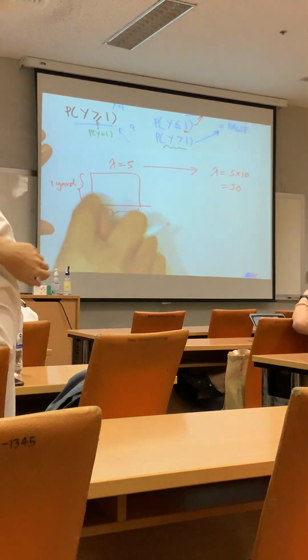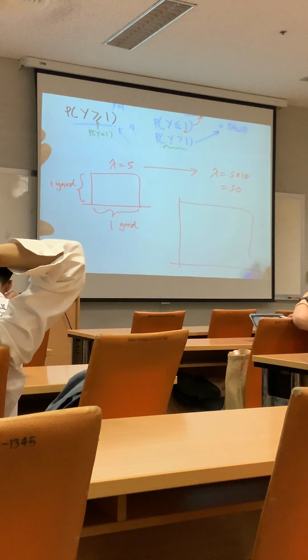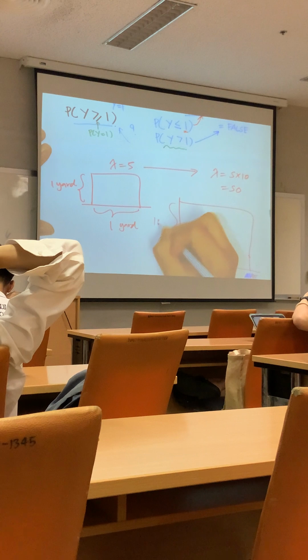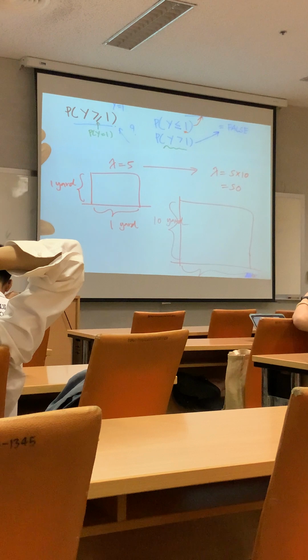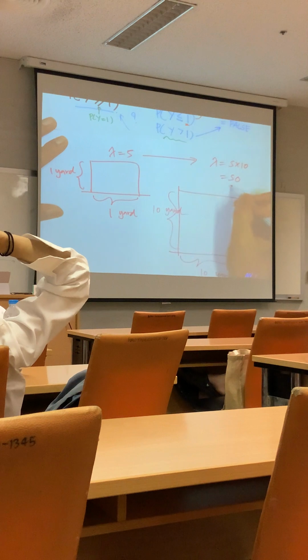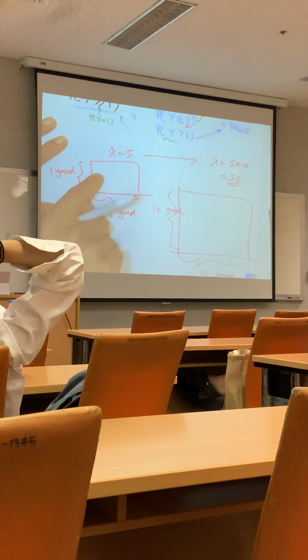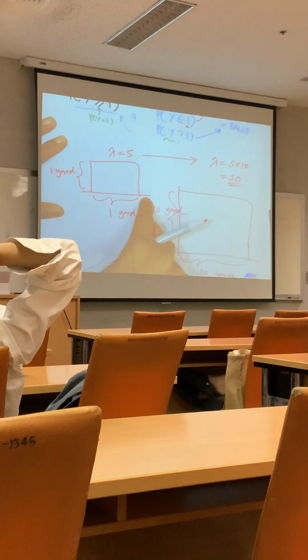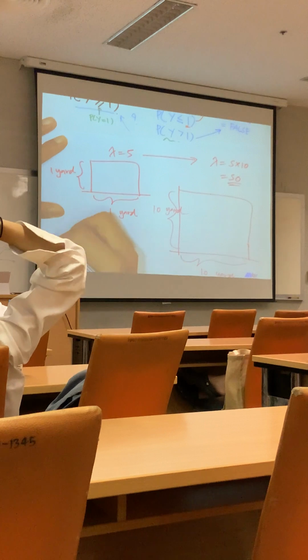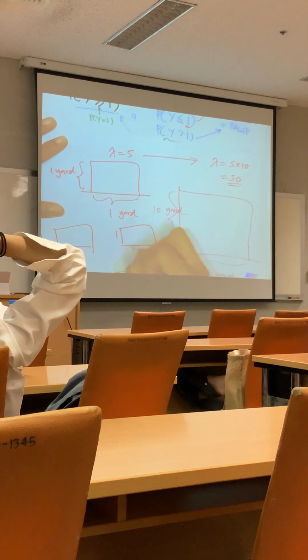Poisson distribution, the 1 square yard should increase to 10 yards by 10 yards. If the area increased 10 times, then the lambda will be 50. But in this question, it's not that the area is increasing from 1 by 1 to 10 by 10. It actually has 1 by 1, 1 by 1, 1 by 1.